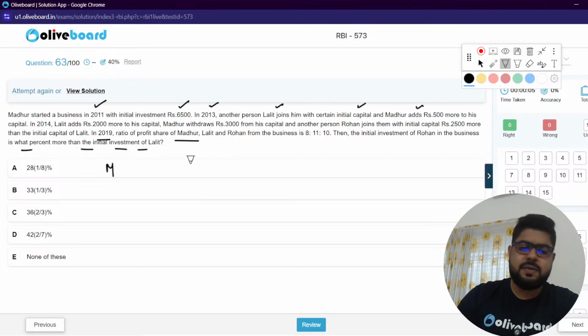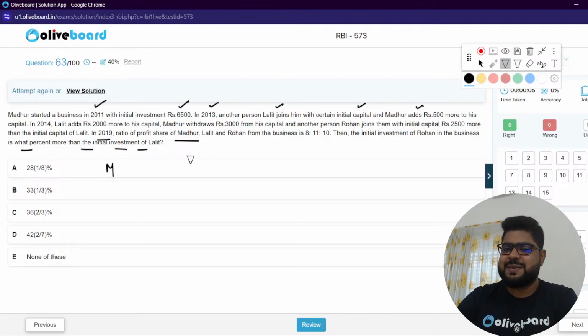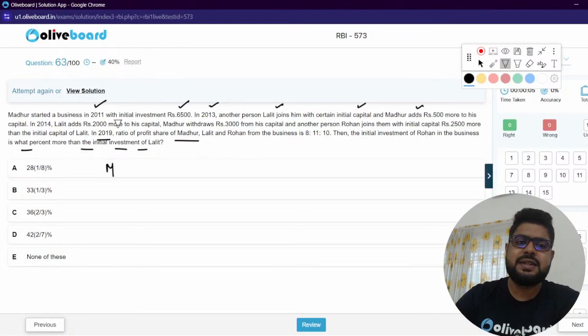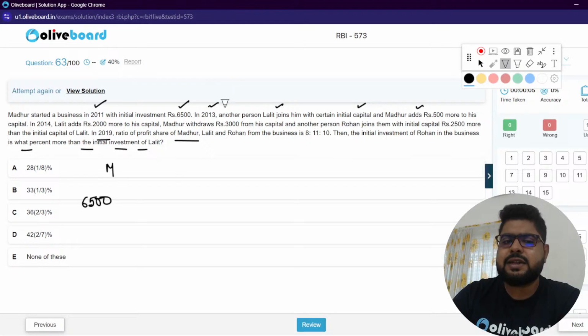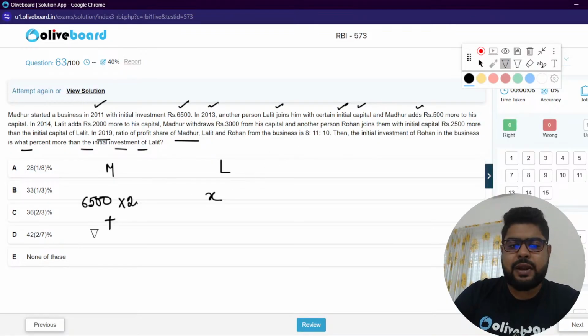We will do it. It's a big question. It is a little bigger question. So, calculation wise, initial investment of 6,500 rupees. In 2013, what happened? Now, 2013 means this money was there for 2 years already. Another person, Lalit, joins with a certain initial capital. I don't know, I'm taking x. And Madhur adds 500 more to his capital. So Madhur's capital becomes 7,000.